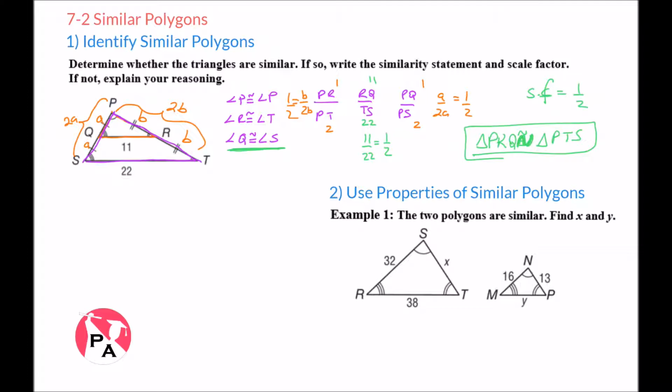So let's move on to the next example. Use properties. This part is about using properties of similar polygons. We have two triangles.